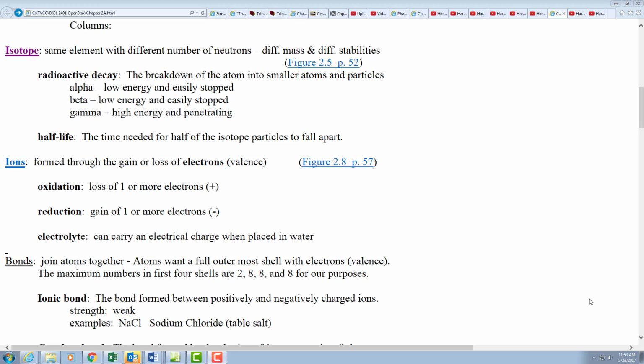Next, we'll be talking about ions. Now, this one we're going to alter atoms. Remember, atoms contain the same number of electrons as protons, so they're neutral. We're going to disrupt this. Ions are formed from the gain or loss of those valence electrons, the outermost electrons.